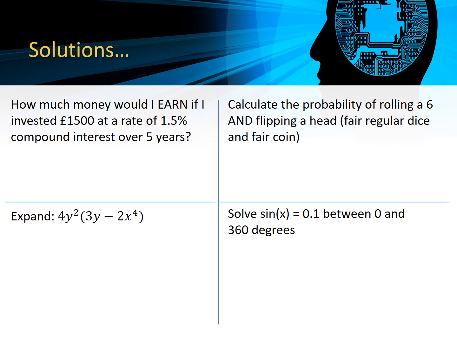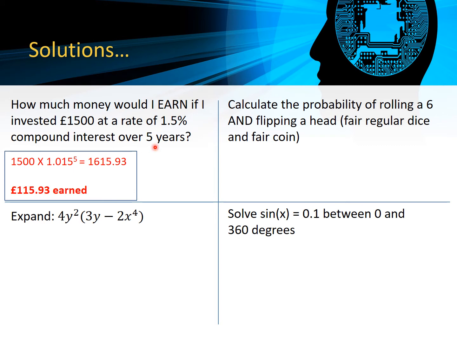Okay, and so here are the solutions. The first one I said was about earning this amount of money. To work out the amount of compound interest, you take the amount that you start with and multiply it by your multiplier, 1.5%, so 1.015, to the power of 5. That's because it's done over 5 years. That gives me this amount of money. Now the amount of money that I'm earning is the difference between what I've got now and what I started with. So £115.93.